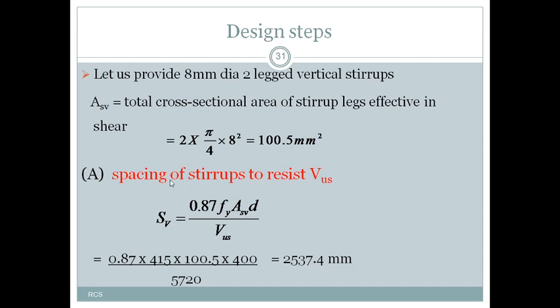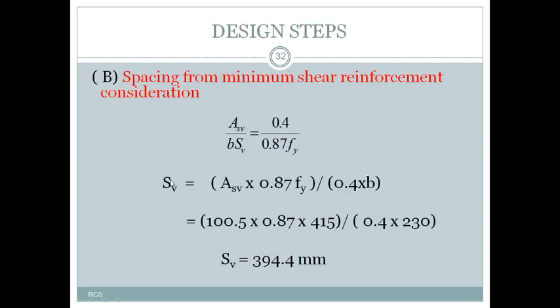This is criteria A. Like that, we have to calculate spacing with respect to criteria B, that is the minimum shear reinforcement provided. From the minimum shear reinforcement, SV can be calculated by ASV into 0.87 fy by 0.4 into b. If we substitute all those values, from this we will get 394.4 mm.